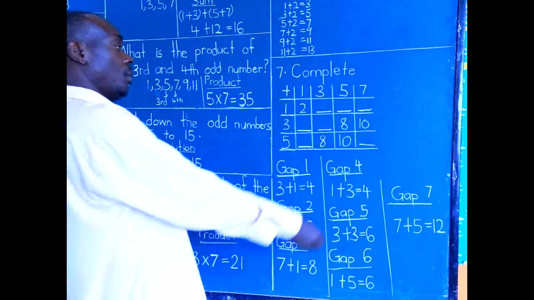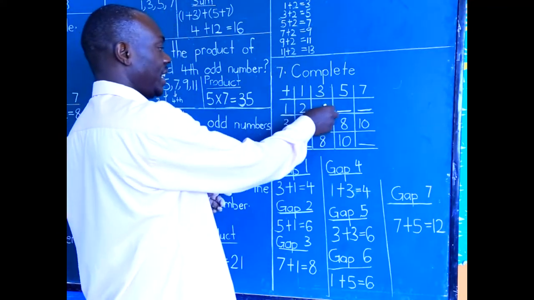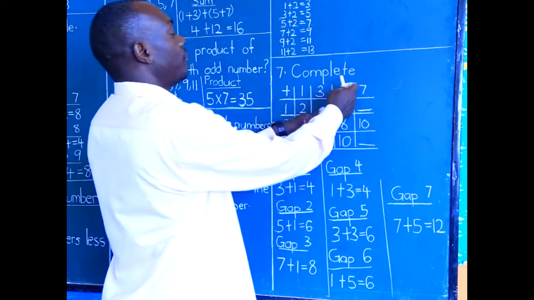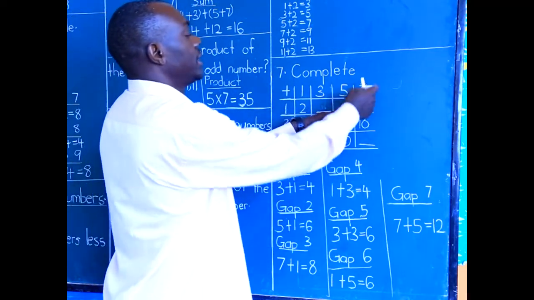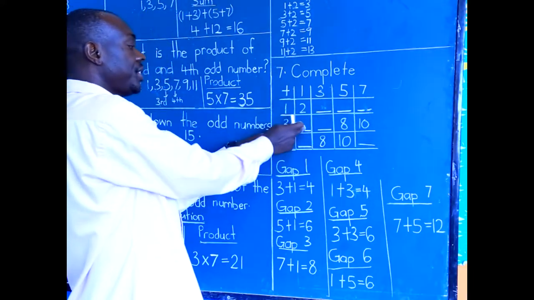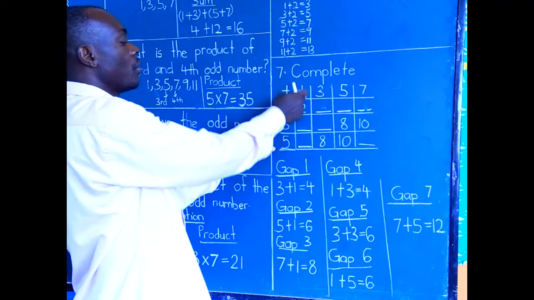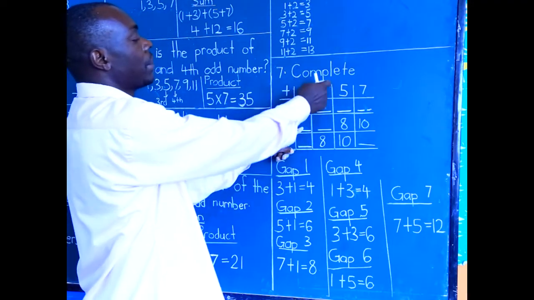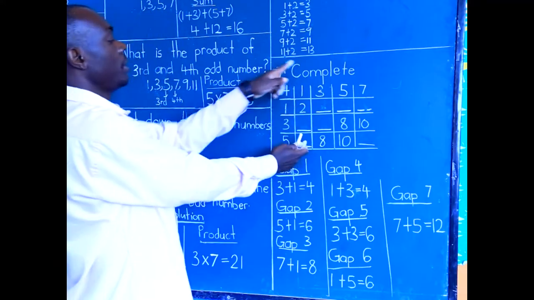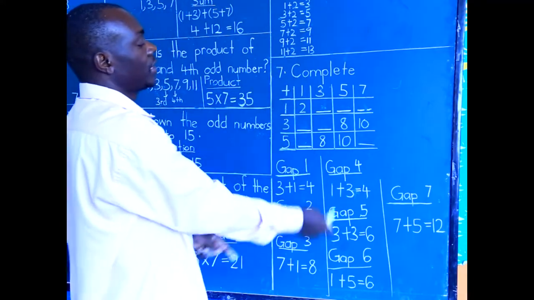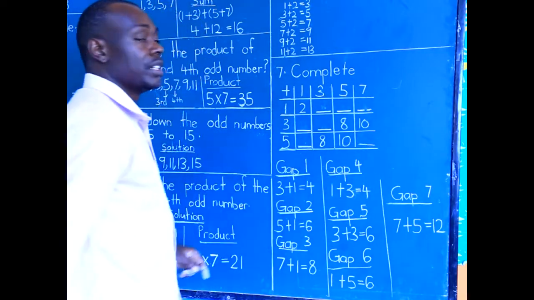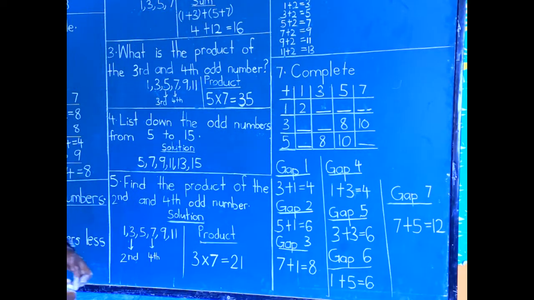Gap 1, we shall add 3 and 1. 3 plus 1, right there. 5 plus 1, here. 7 plus 1, there. Then here, gap number 4 will be a 1 plus 3. Gap number 5 will be a 3 plus 3. Gap number 6 will be a 1 plus 5. And then gap number 7 will be a 7 plus 5. What you get out is the answer.